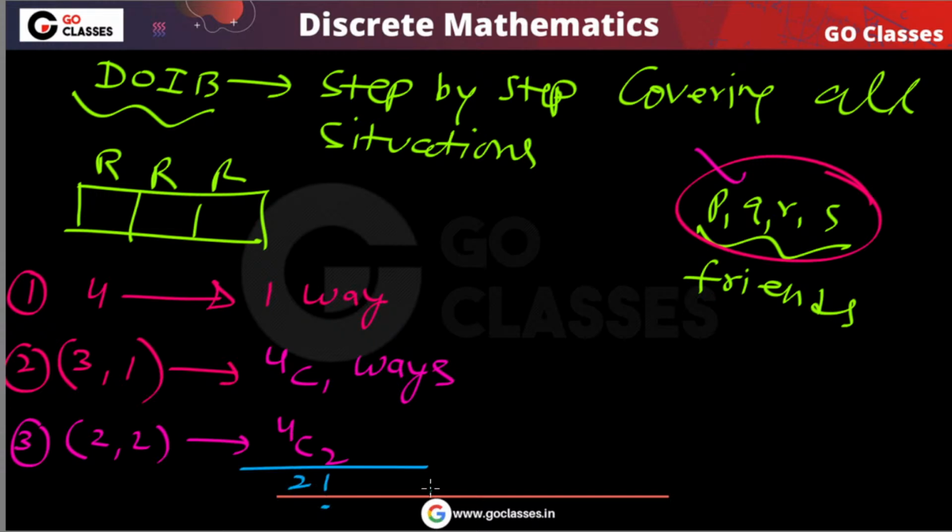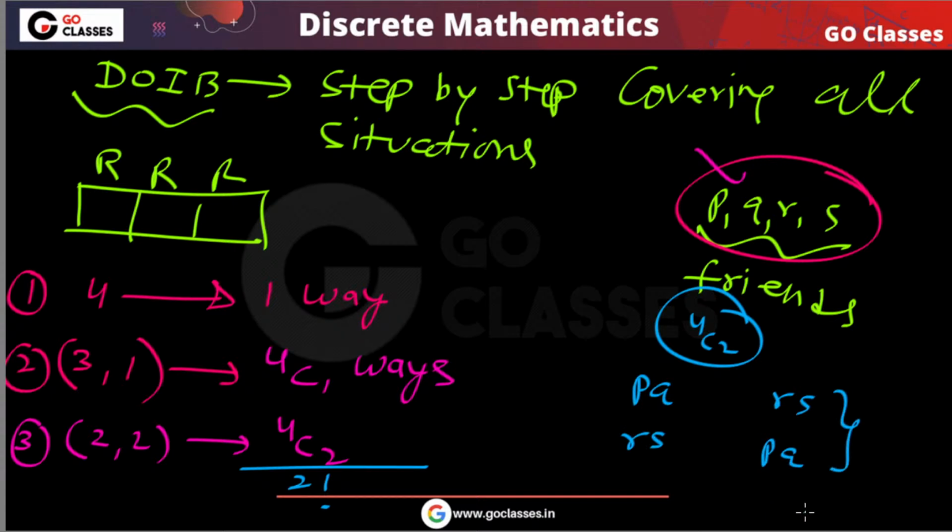Why? Because if I say 4C2, then what it means? It will count PQ RS and RS PQ as two separate ways. If I say 4C2, then these two will be counted. Yes or no? Because 4C2 means like this: you are taking PQ, and automatically RS is separate.